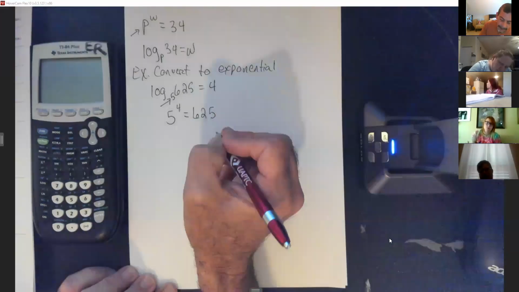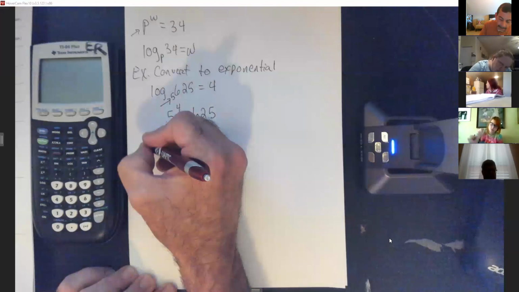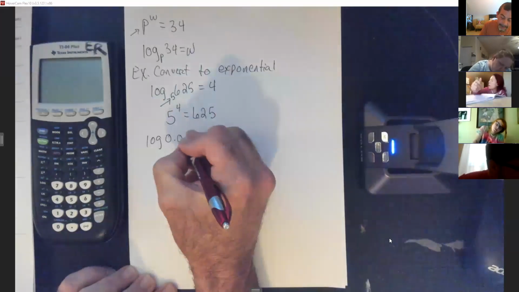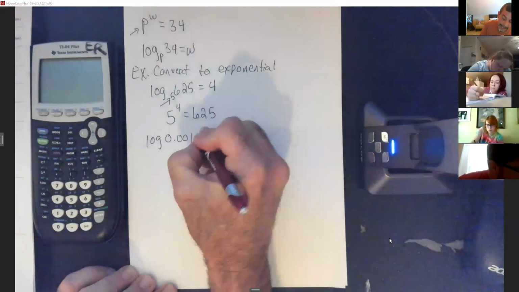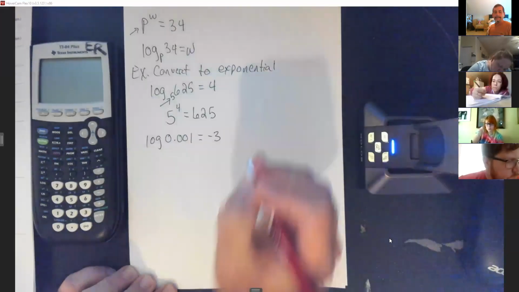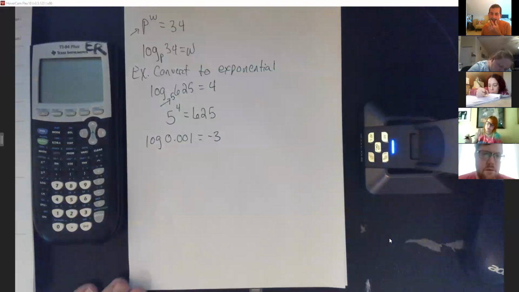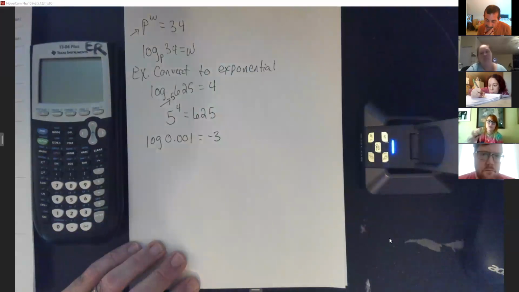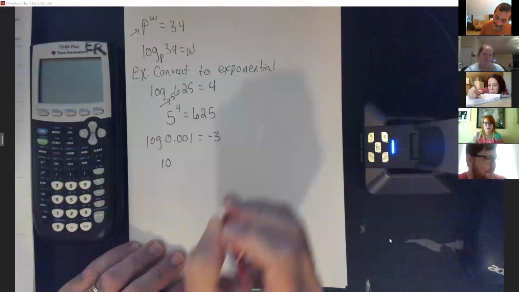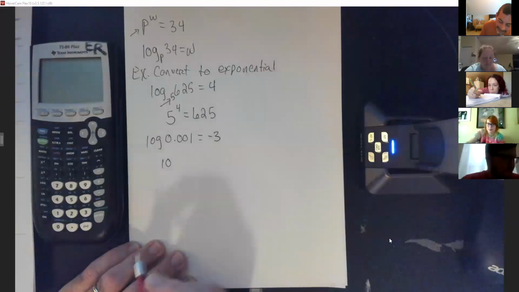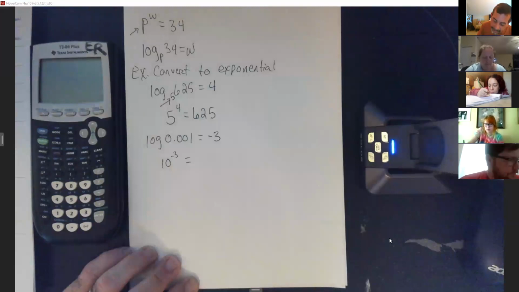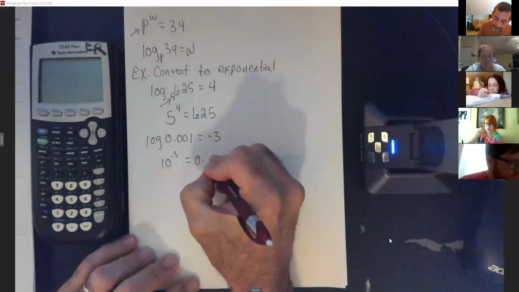Let's see what we got here. Log of 0.001 equals -3. Oh, I'm stuck. I don't know what my base is. 10. And there you go. And then that makes my exponent what? The -3. And we know that 10 to the -3 equals 0.001.